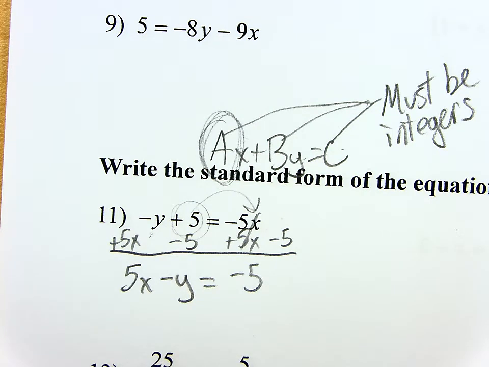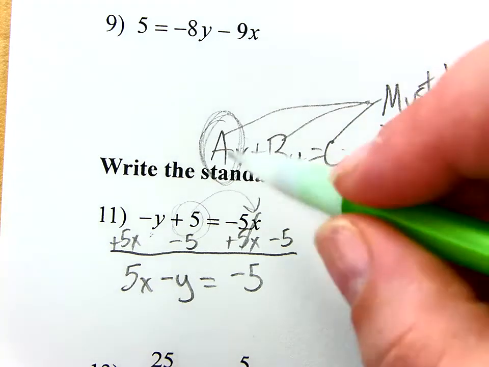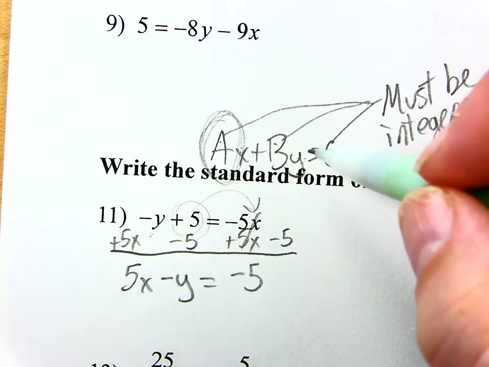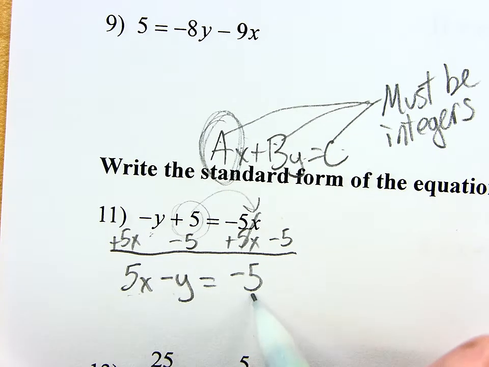And I'm actually done. I don't have any decimals or fractions, and A is positive, so I'm good to go. It's just a number. A, B, and C are just numbers. So in this case, A is 5, B is -1, and C is -5.